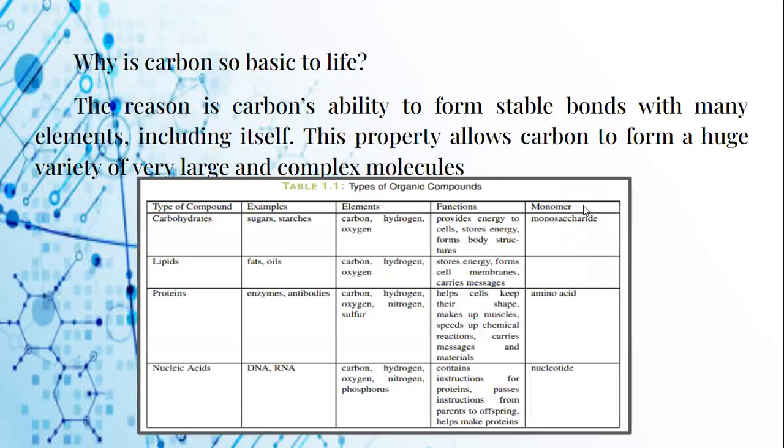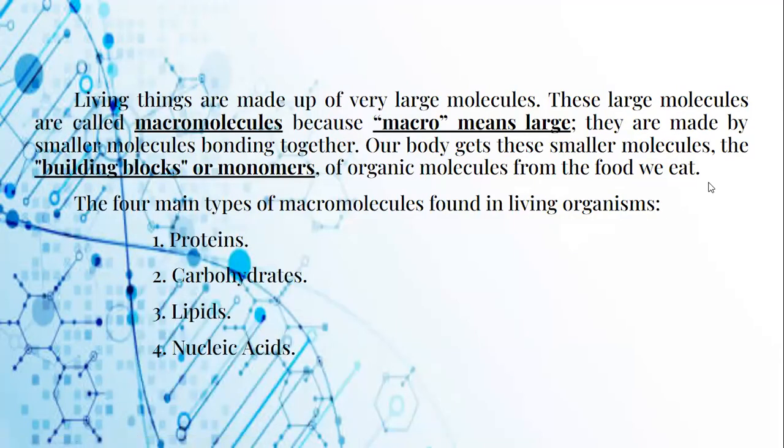Ito yung mga monomers na binabanggit doon sa slide. So, yung mga monomers na kukuha natin dito sa mga kinakain natin. So, the monosaccharide, amino acids, and nucleotide. We have here the four main types of macromolecules that is present po in living organisms. We have the proteins, carbohydrates, lipids, and nucleic acid.